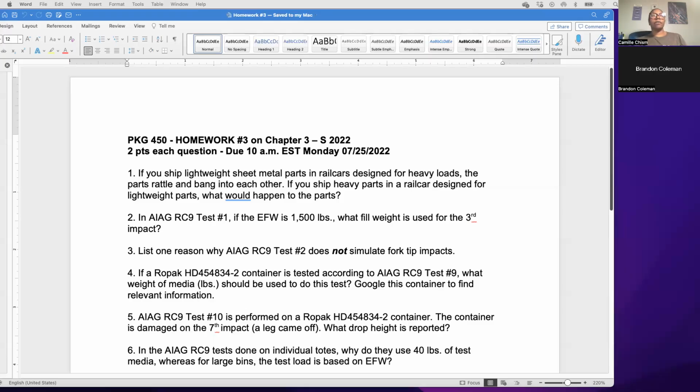I'm just trying to think, if you have a car, let's say you have a car that is really cushy and you're hitting a lot of bumps, but it's not really meant to do that. What could happen?